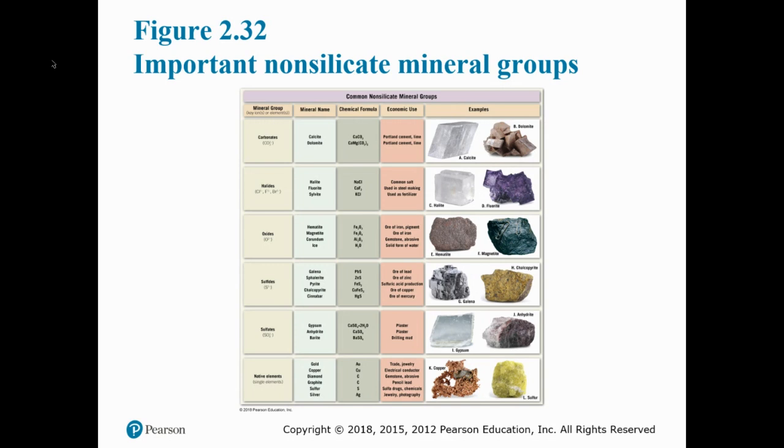We have the sulfides, things like galena, which contain a lot of lead, and this is where lead comes from. Sphalerite contains zinc. Chalcopyrite contains copper. Cinnabar is where we get mercury from. So these sulfides are important in mining because this is where we get some of these metal ores from. We have sulfates, and then we have just our native elements, our single elements, things like sulfur, silver, copper, gold.